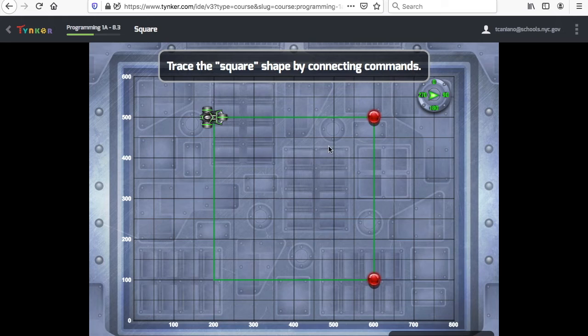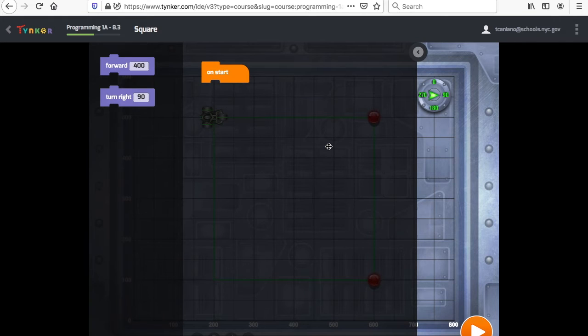Now we're going to make a square. Okay, so now we have to make a square. And let's take a look. We have forward, okay? We're going to go forward, and then we're going to turn right. Forward, turn right, and then we're going to go forward again. So we have forward, turn right by 90 degrees, forward again.